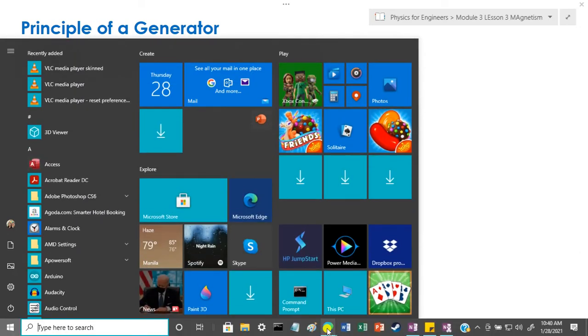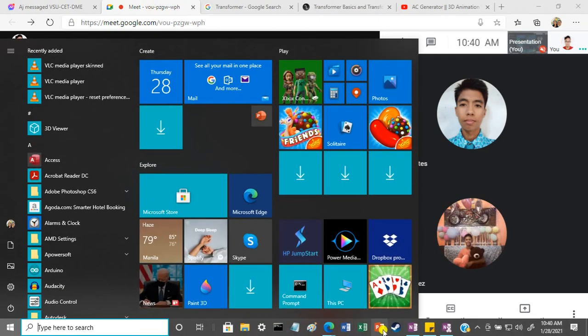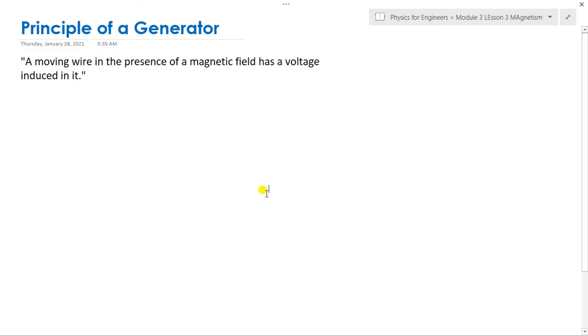So the principle of a generator. Are you familiar with the generator, class? So, a generator is an electrical equipment that converts mechanical energy to electrical energy. This is the reverse of our DC motor.